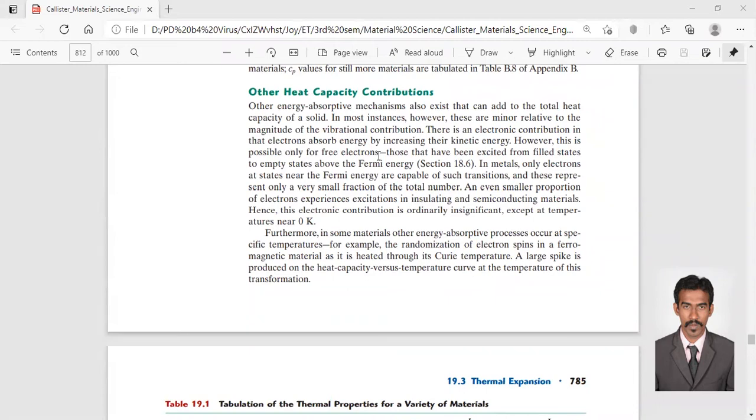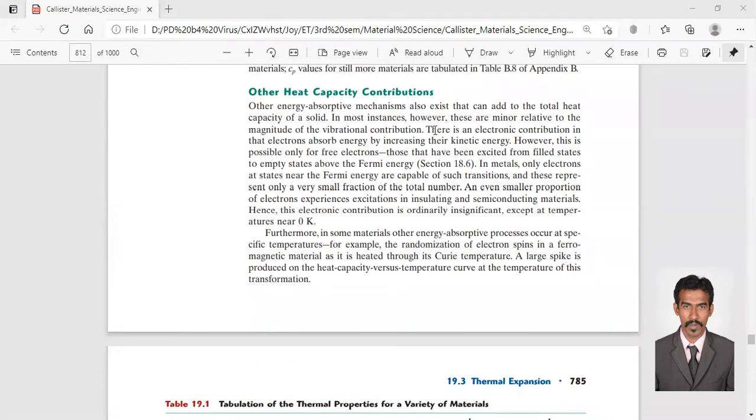So this is a rough explanation. What is actually happening? Energy absorptive mechanisms also exist that can add to the total heat capacity of a solid. So what are the mechanisms that contribute to this phenomenon? In most instances, however, these are minor relative to the magnitude of the vibrational contribution, right?